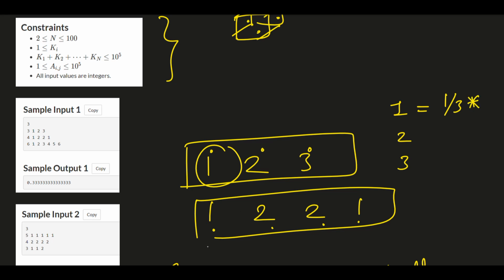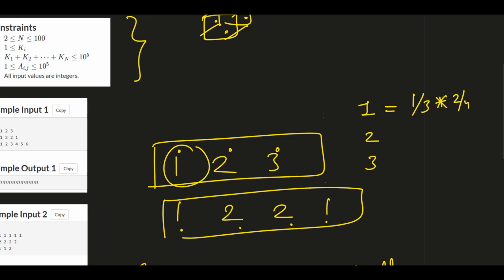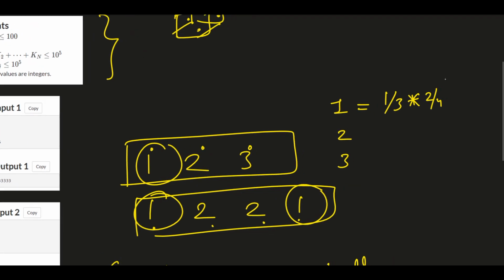Multiply by the probability that the 1 appears in the second dice, which is 2 by 4. Can I say 2 by 4? Why? Because 1 is appearing 2 times in the second dice and the total numbers are 4. Alright, so the total probability that 1 appears on both is 1 by 6. Am I correct? Right? So the total probability that 1 appears is 1 by 6.